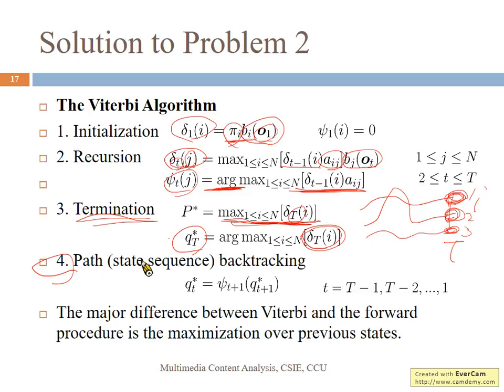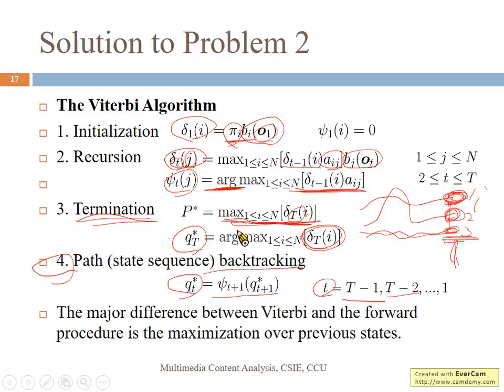And finally, how can we find the best sequence that generates a given observation sequence? We do backtracking. Starting from time instance capital T, we backtrack the states, and q_t star is psi t+1 of q_t+1 star, where small t goes from capital T minus 1, capital T minus 2, and so on.